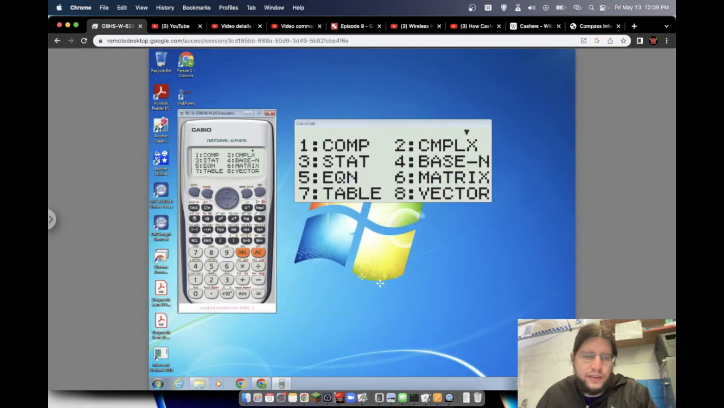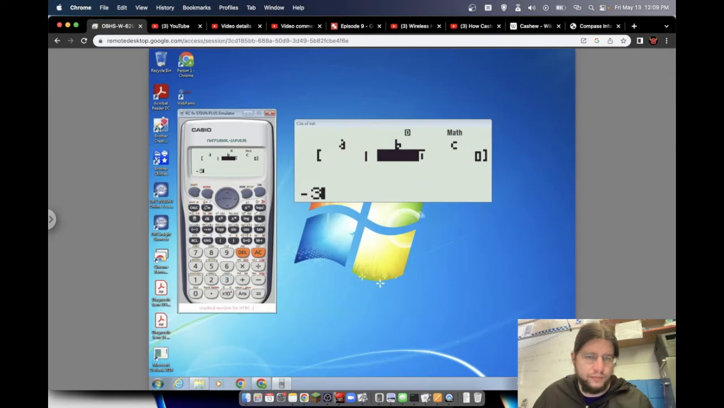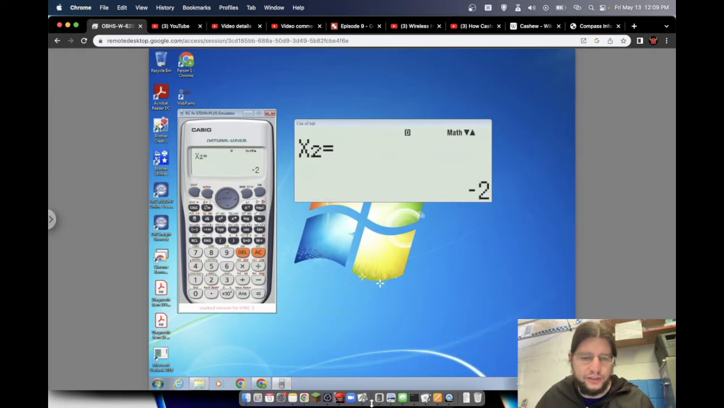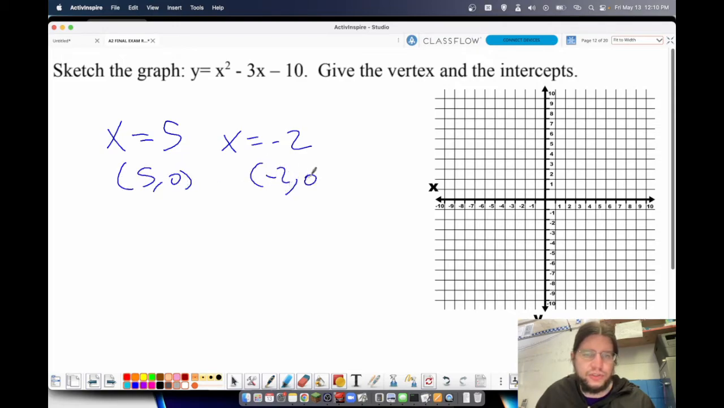Mode 5.3, and let me see what the problem was again. 1, it's x squared, -3, and -10. So first thing it gives us is our x-intercepts, 5 and -2. Those are our x-intercepts. Let me write those down. So as ordered pairs, that would be (5, 0) and (-2, 0).